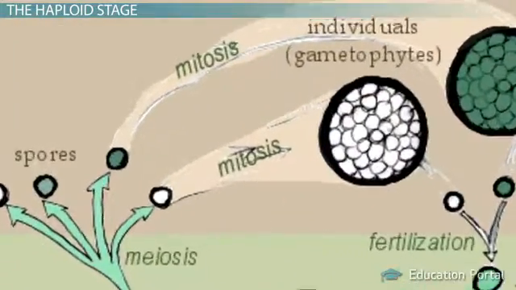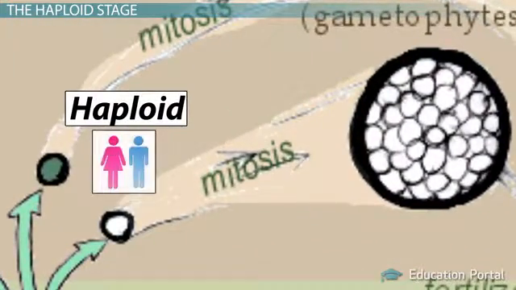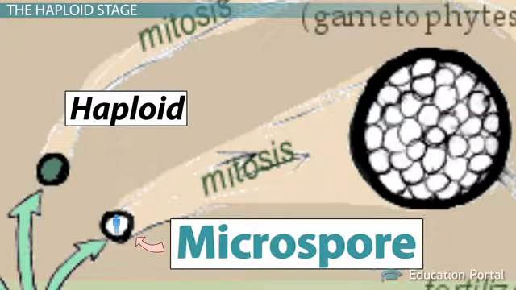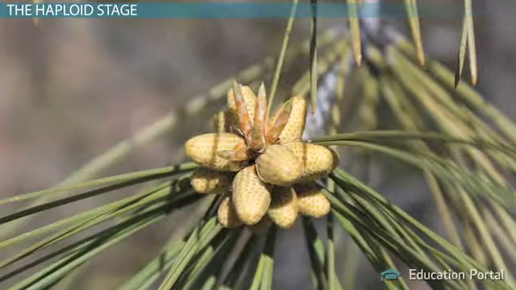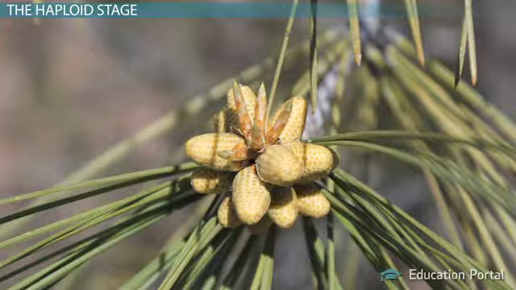In gymnosperms, two types of spores are produced, so the haploid stage can start as either a male or a female spore. The microspore is the small male spore. This spore will undergo mitosis in order to produce the multicellular male gametophyte. These male gametophytes are the pollen grains, which are contained within the pollen cones. We can see in this picture that the pollen cones are generally small and in groups on pine trees.